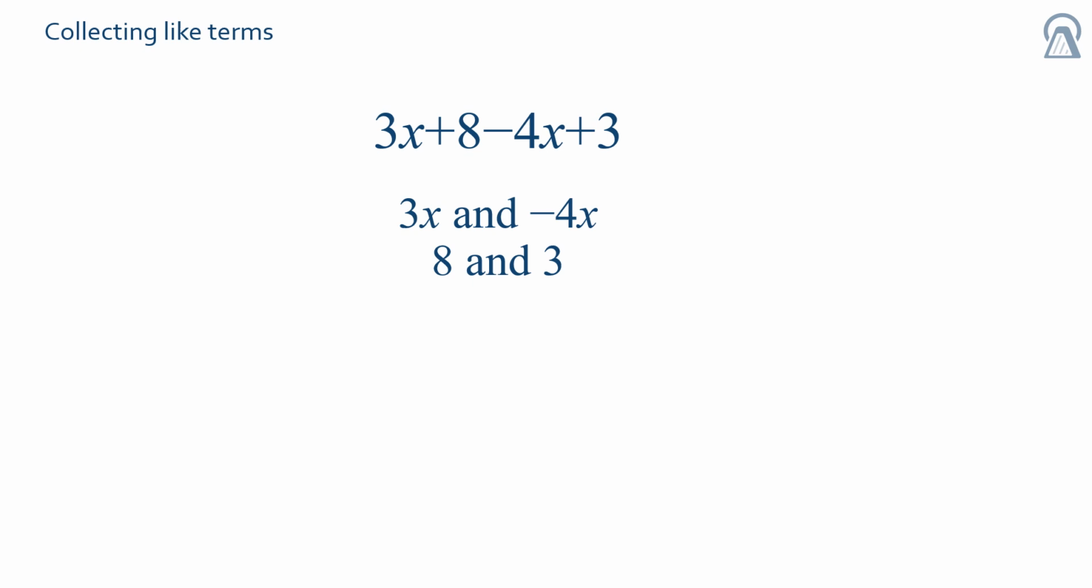positive or negative. So for instance, the 3x will be subtract 4x to give us a total of negative 1x, and the 8 will be added to 3 to make 11. The final step for this is just to write out the simplified expression, so we'll end up with negative x plus 11.